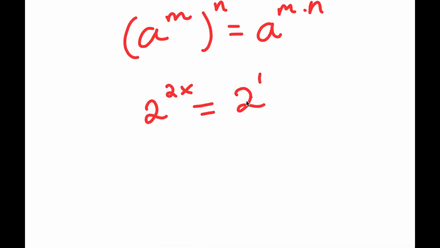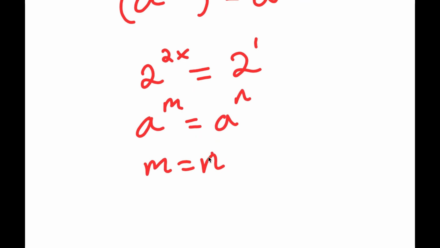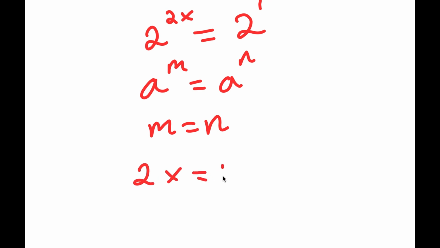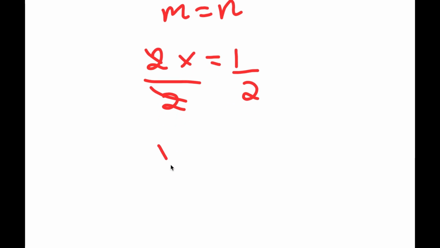And 2 is the same thing as 2^1. Now, if I have something in the form a^m is equal to a^n, this means that m is equal to n. So I get 2x is equal to 1. Now, if I divide both sides by 2, I get x is equal to 1/2.